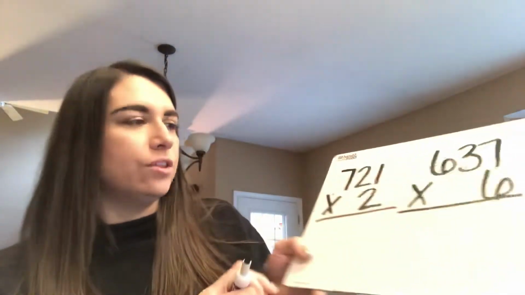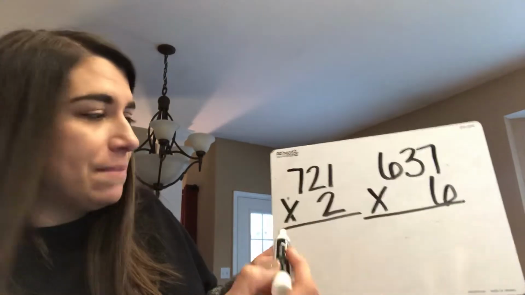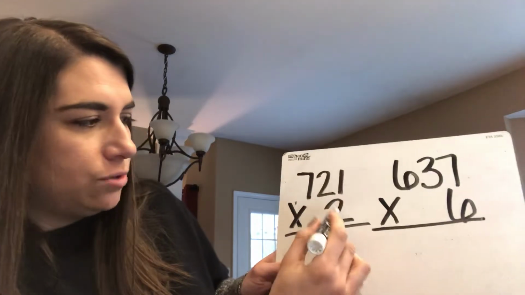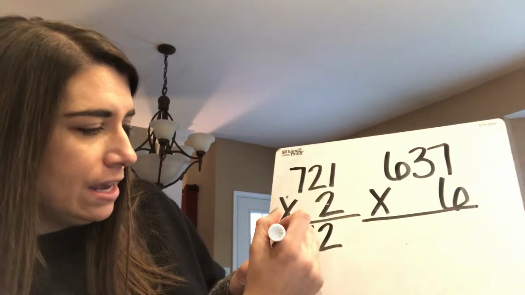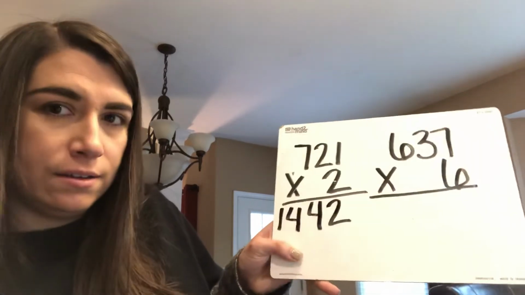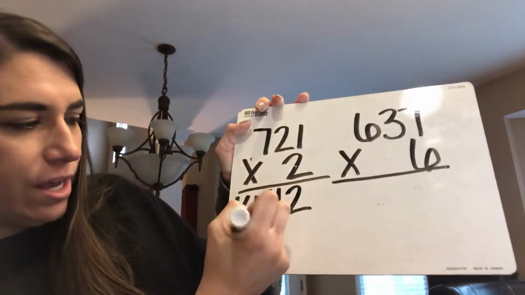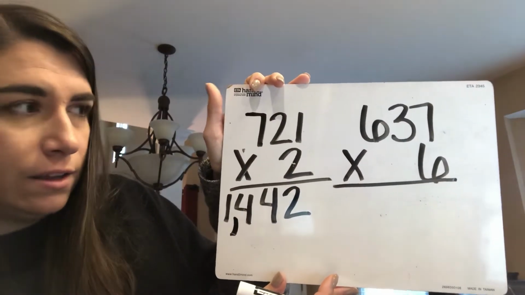All right, so the first one, same thing, it just has 3 numbers on top now. So 2 times 1 is 2. 2 times 2 is 4. 2 times 7 is 14. So you should have gotten 1,442. Don't forget to put your comma there. Double check your work.